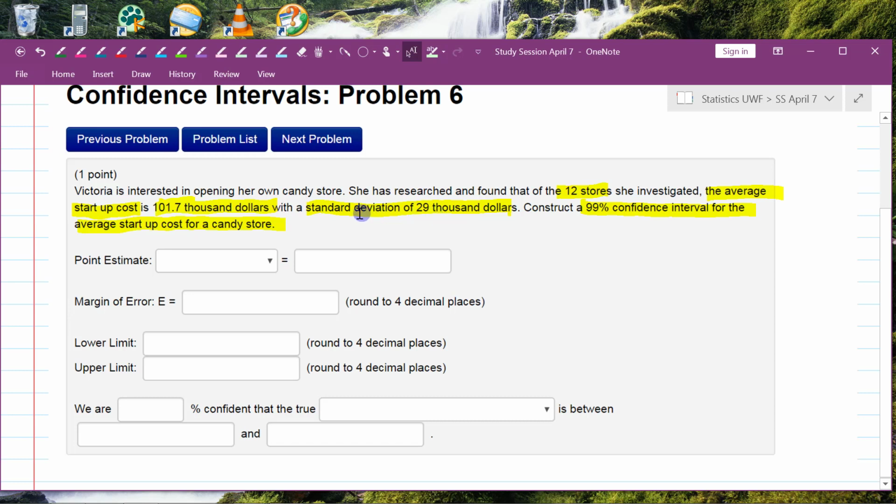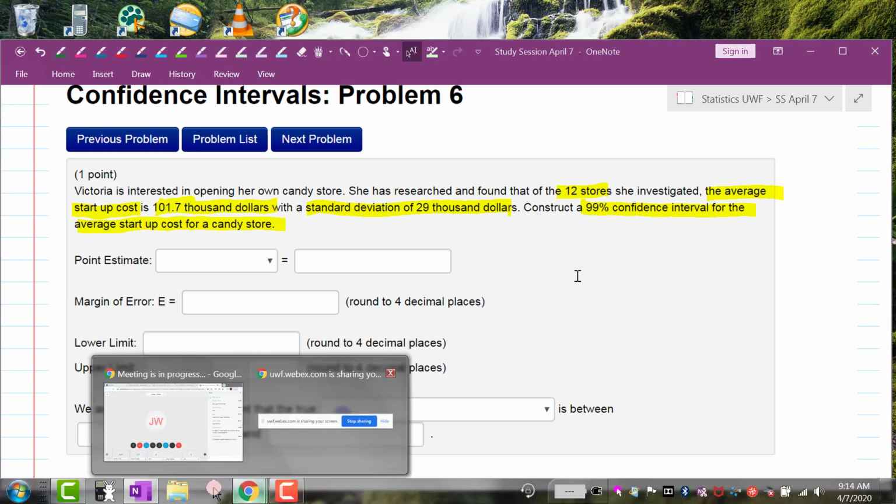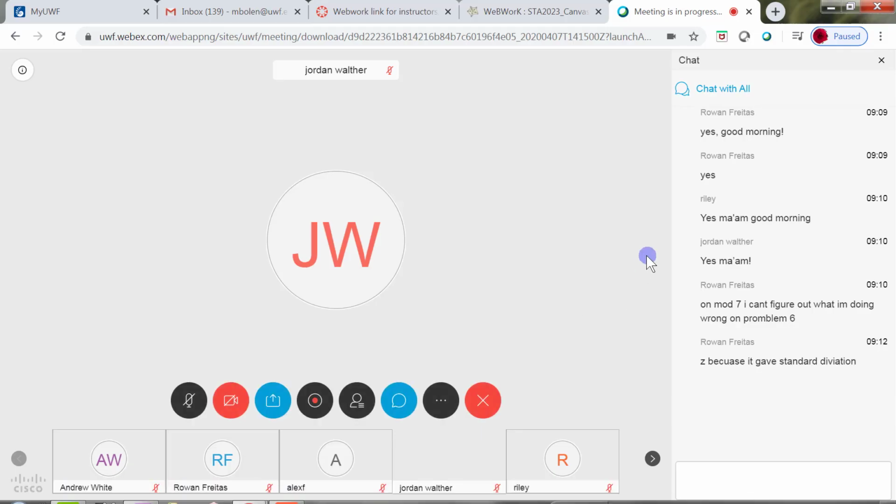That means that the standard deviation, it's provided in the problem, yes, but this standard deviation that's provided is from the sample of 12, which means that it is a sample standard deviation and not a population standard deviation. So knowing that information, Rowan, what would you say now?